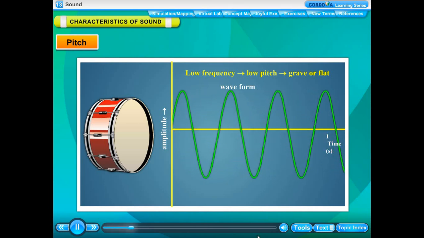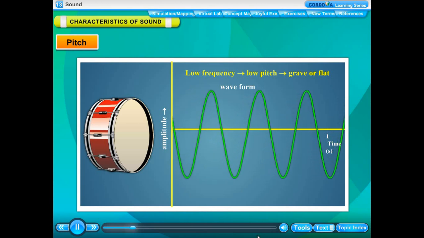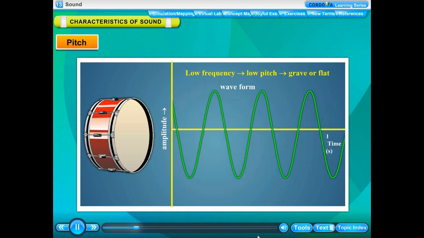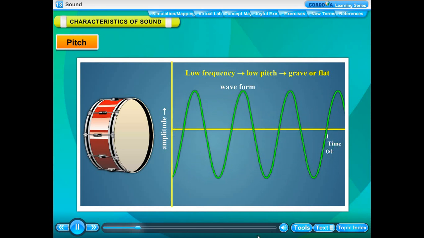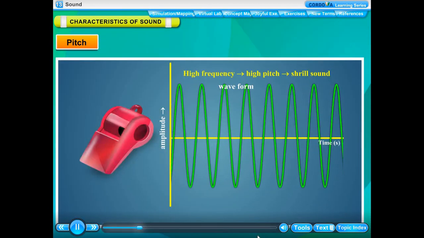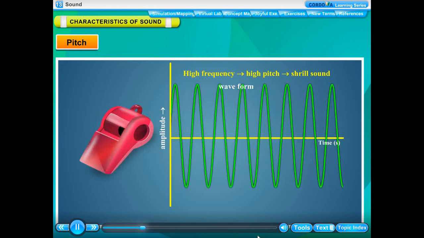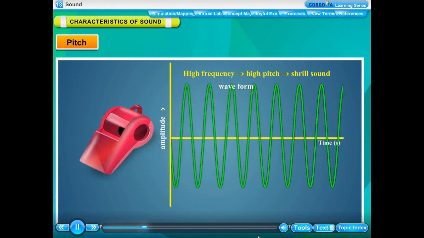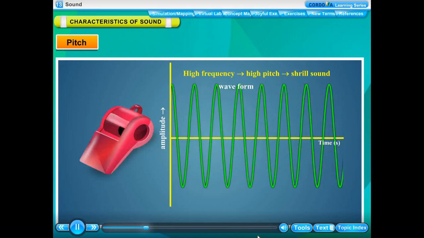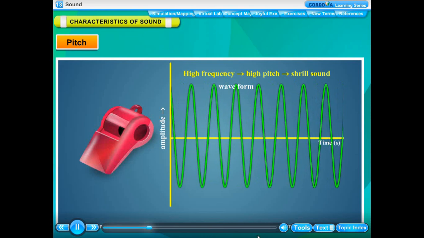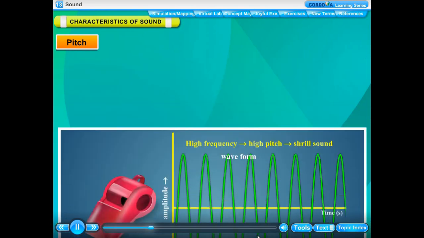The pitch of the sound produced by an object vibrating with a low frequency is low, and the sound is described as grave or flat sound. The pitch of the sound produced by an object vibrating with a high frequency is high, and the sound is described as shrill sound. Higher the frequency of the sound, higher is its pitch, and vice versa.